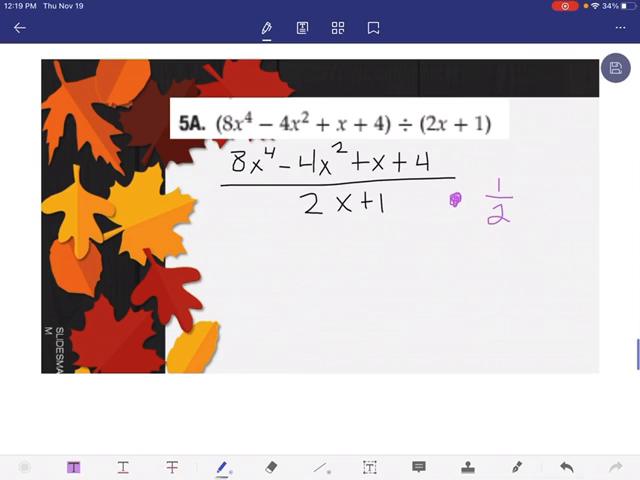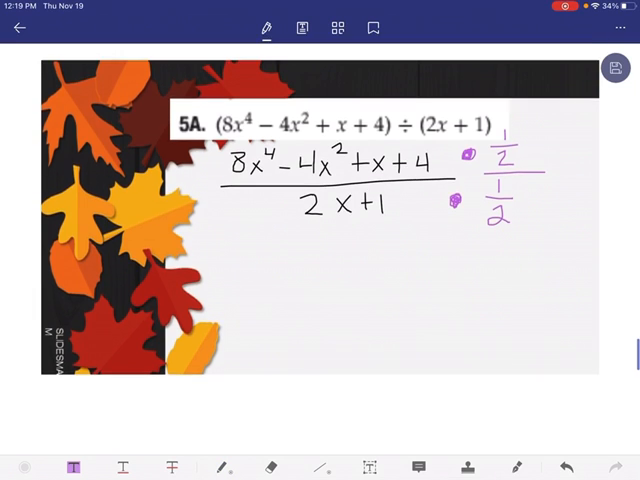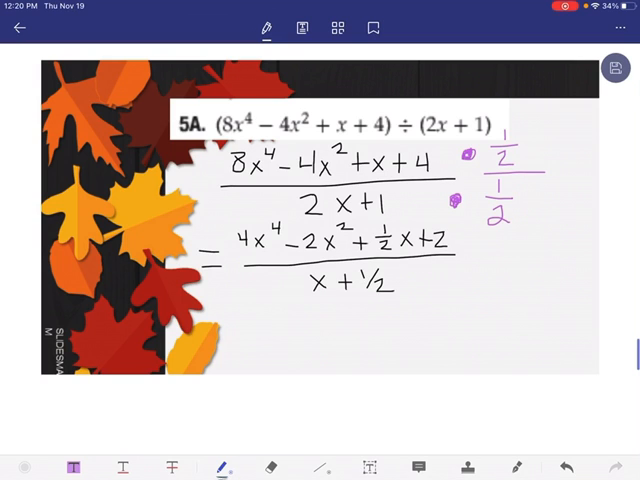But if I do that to the bottom, I must also do that to the top, because now I have 1/2 divided by 1/2, which is really just 1. So I didn't change the actual value of my fraction. I'm just changing the way it looks. So notice that this would become 4x to the 4th minus 2x squared plus 1/2 x plus 2 divided by x plus 1/2.